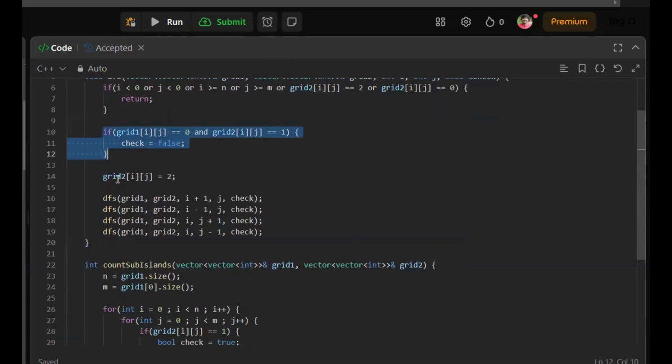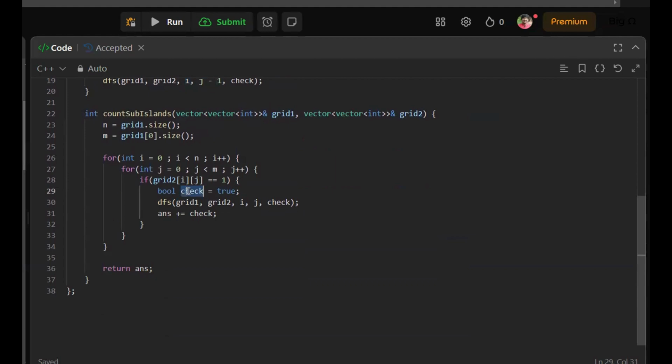Now after that, we have to mark the current node as visited, which is equal to 2. And we have to recursively call the DFS function in its 4 directions, which are i plus 1, j, i minus 1, j, i, j plus 1, and i, j minus 1. Finally, if check is equal to true, that means the current region is a sub-island. We have to add 1 to the answer. Finally, we have to return the answer, which has the count of the number of sub-islands.